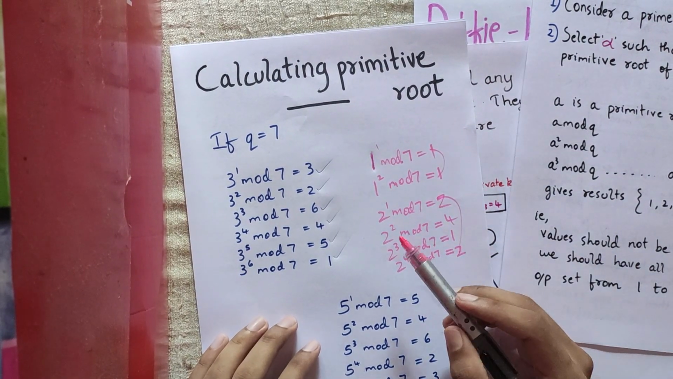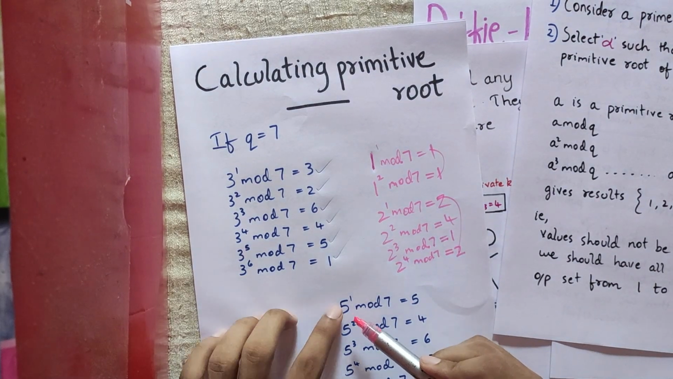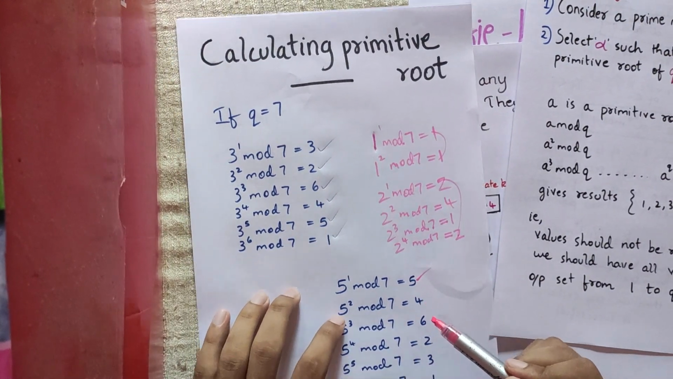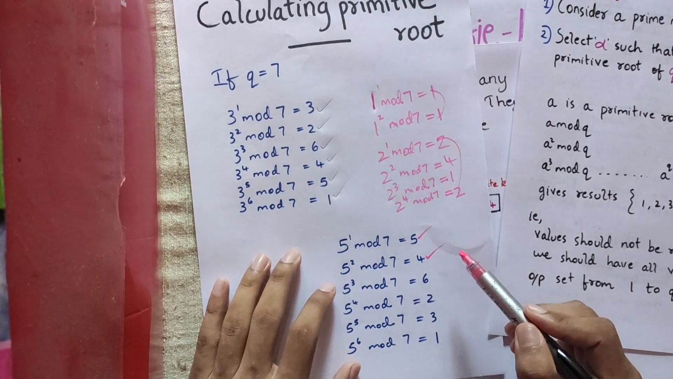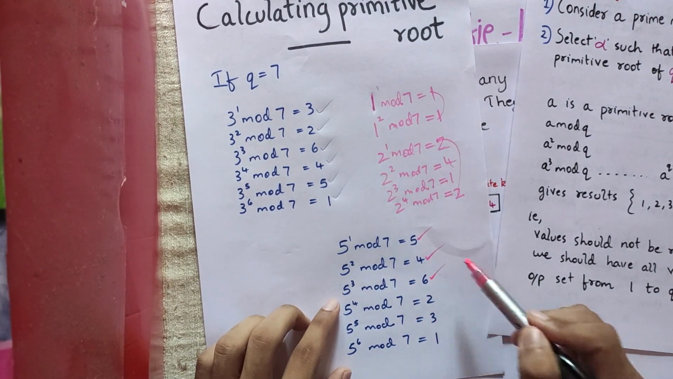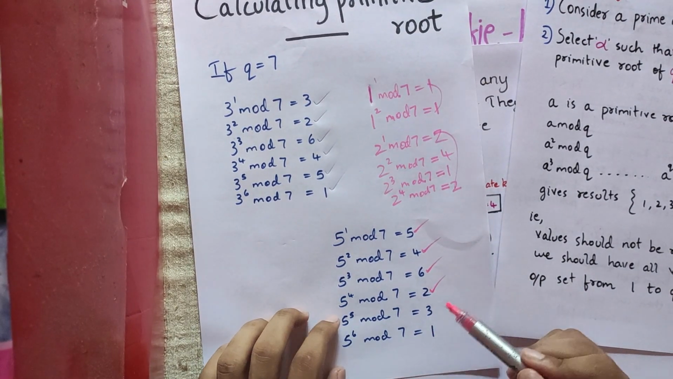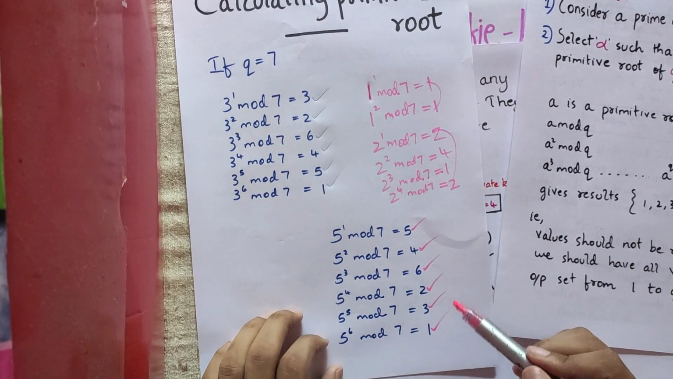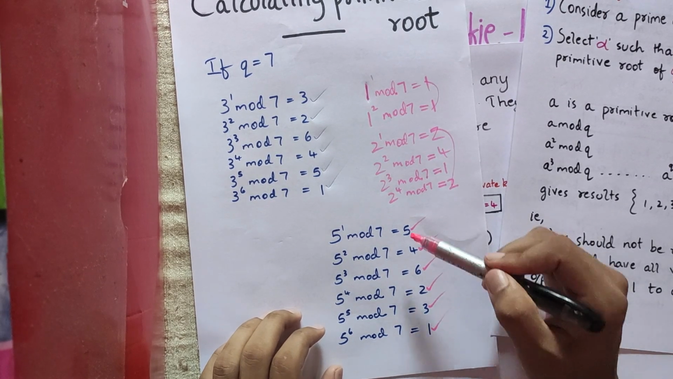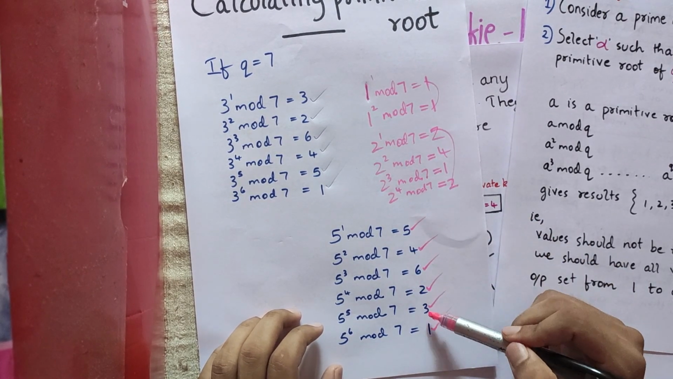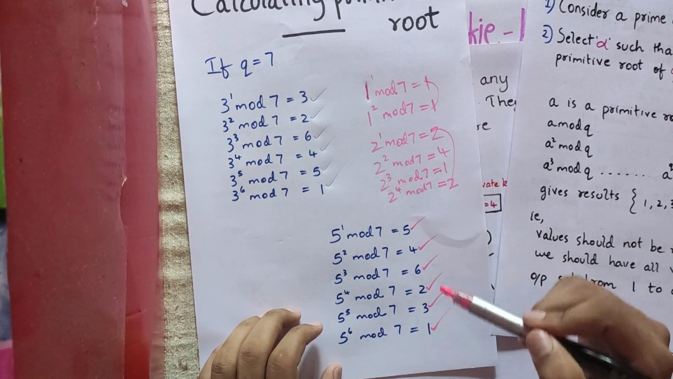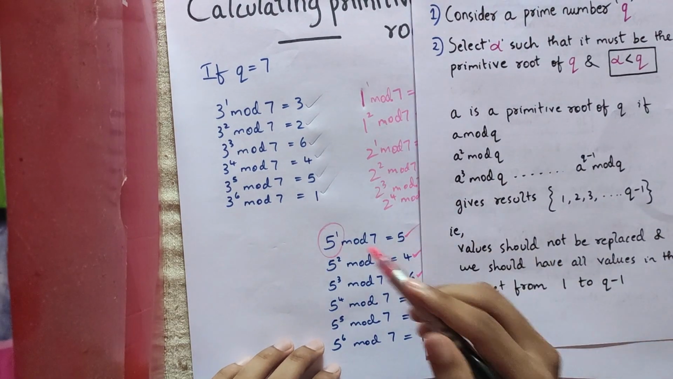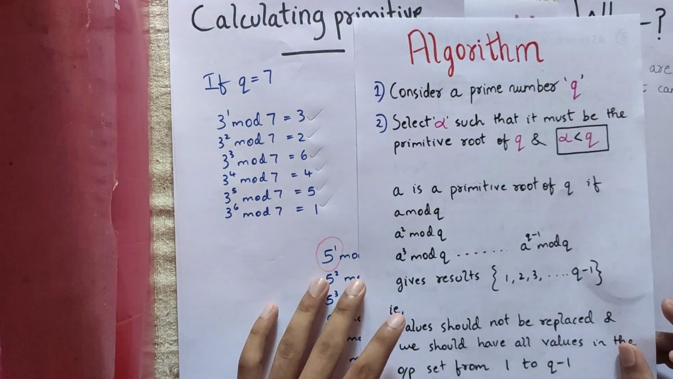And we can check another number, that is 5. 5 raised to 1 mod 7 is equal to 5. 5 raised to 2 mod 7 is equal to 4. 5 raised to 3 mod 7 is equal to 6. 5 raised to 4 mod 7 is equal to 2. 5 raised to 5 mod 7 is equal to 3. 5 raised to 6 mod 7 is equal to 1. So here we get q minus 1 different terms, that is 1, 2, 3, 4, 5, 6. So the condition is satisfied, and 5 is also a primitive root of 7.